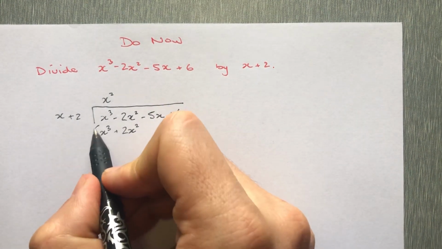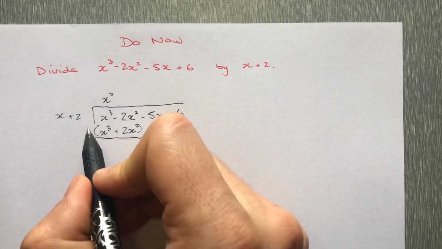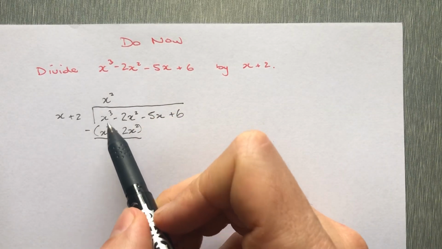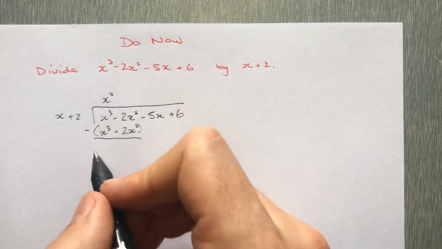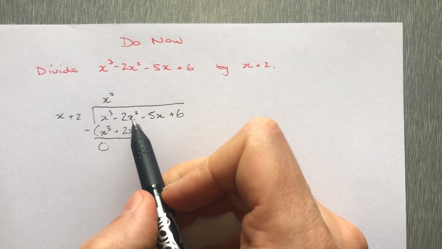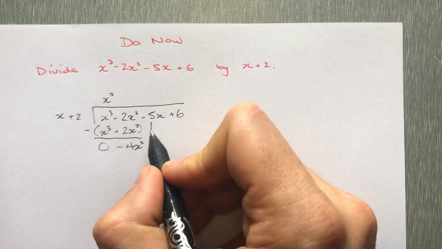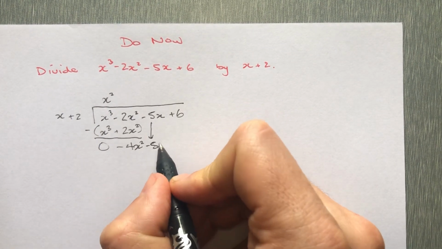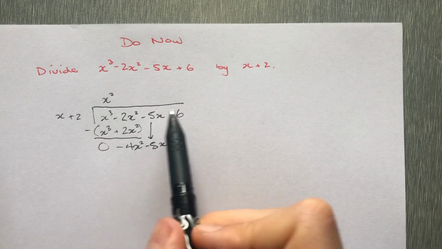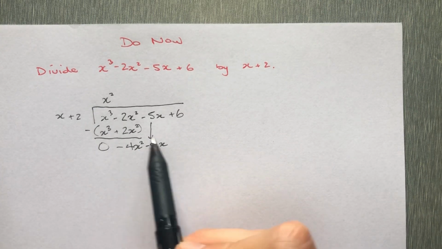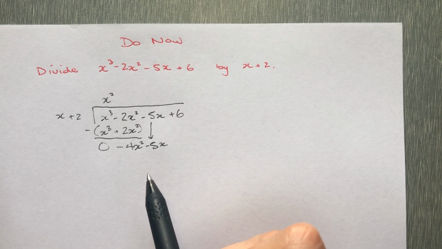Right, and now we're subtracting. So we're subtracting this from that. So x cubed minus x cubed is 0. Minus 2x squared minus 2x squared is minus 4x squared. And we bring the next term down. So now we sort of forget about what's going on up here. This is what we're focusing on, and we're starting from the first step again.